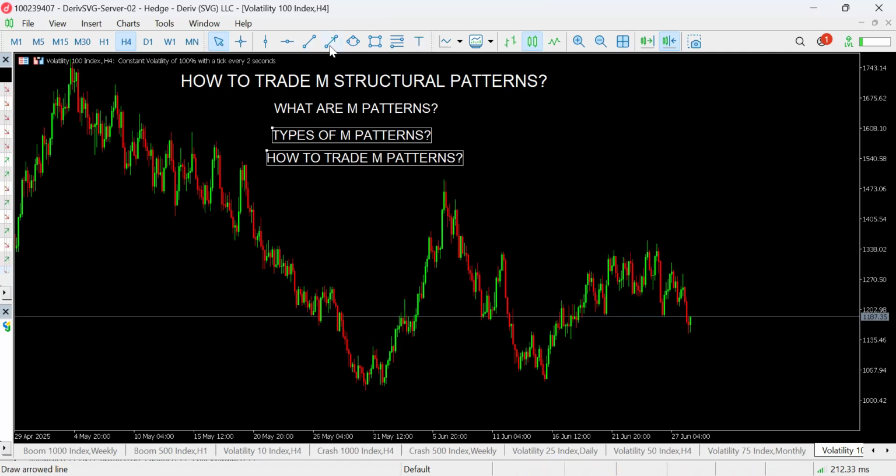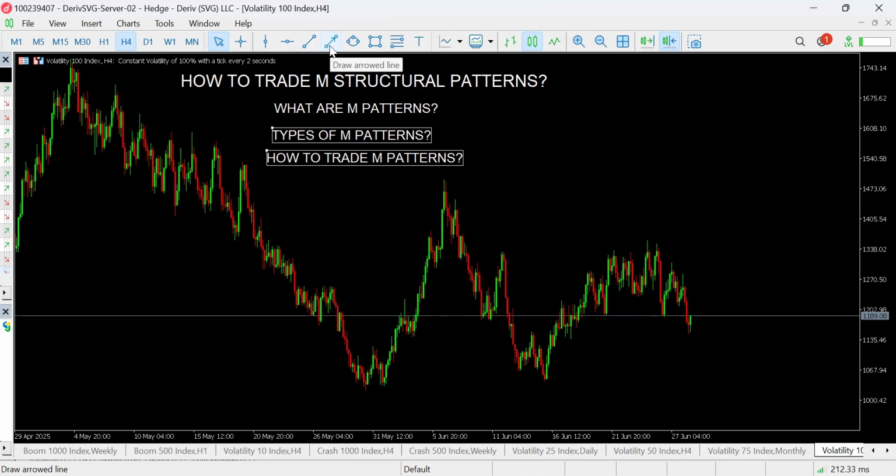So like I said, I'm going to be showing us how to trade these M patterns. The best way, the rules, because there are rules to trading a lot of structural patterns in the market. So what are the rules to trading these patterns? We're going to be looking at it. And there are different types of M patterns.